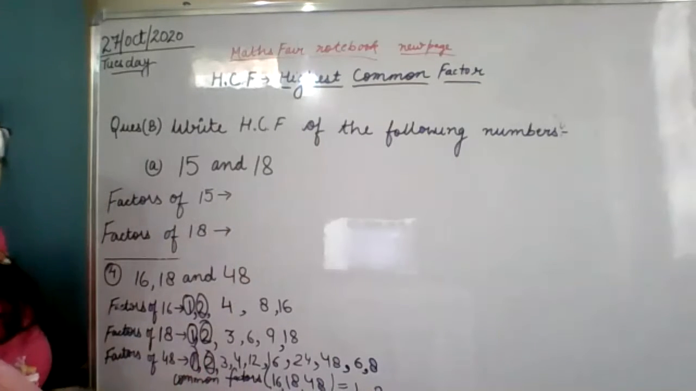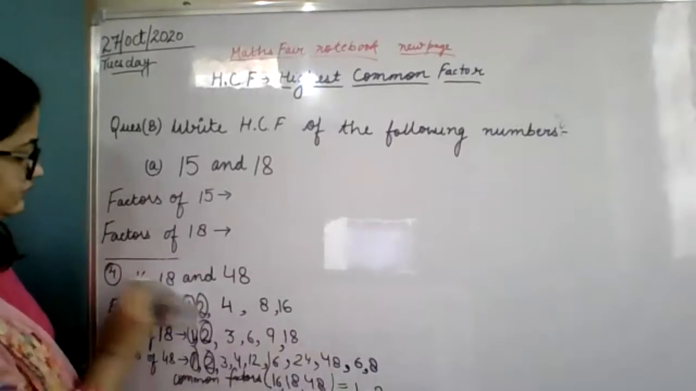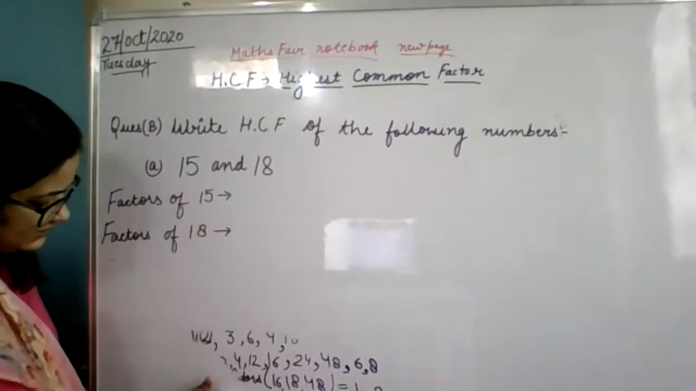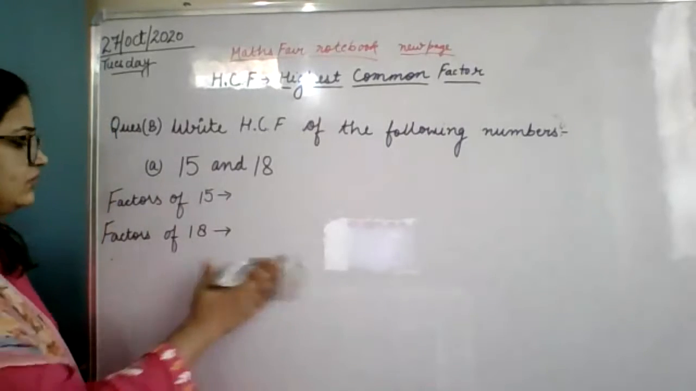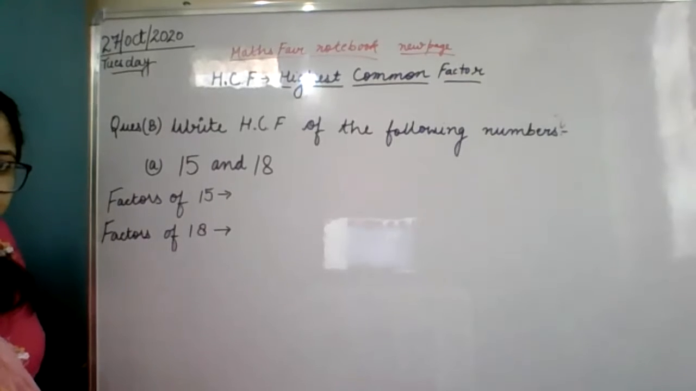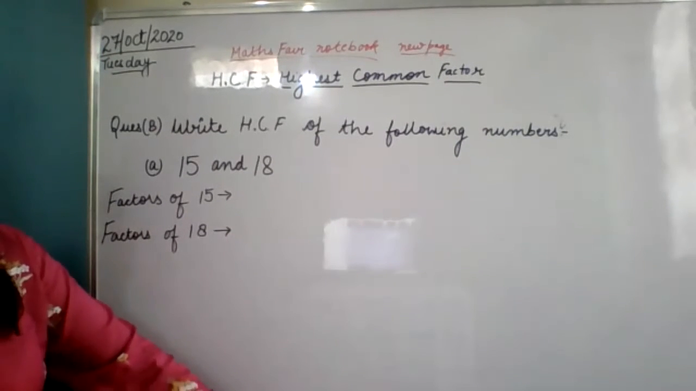Make sure you are not repeating the numbers, and not writing extra numbers also. Do not write extra. Otherwise the whole question will become wrong. Take out the factors similar to how you took them out in the previous question.